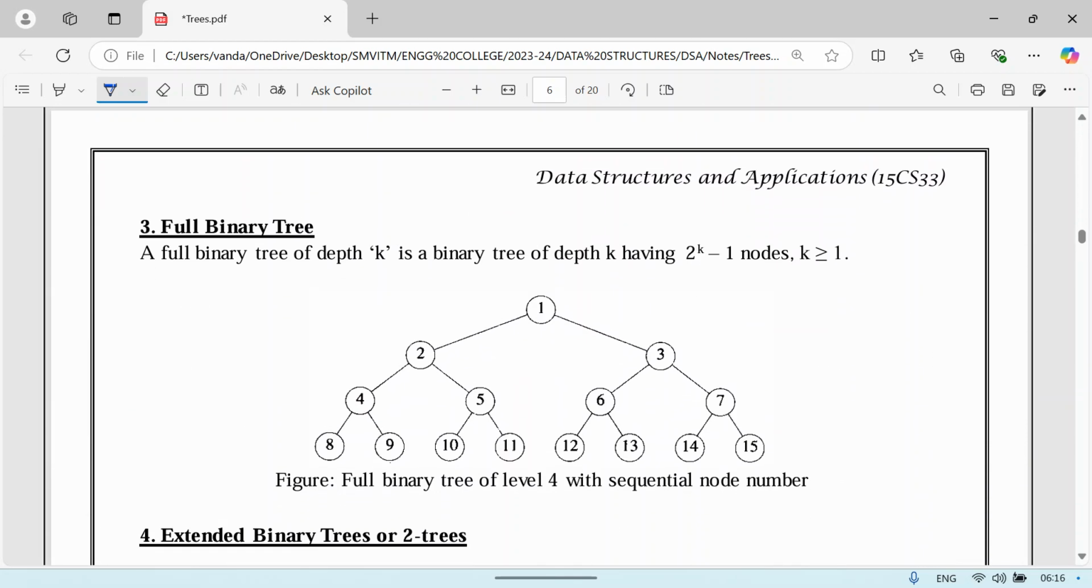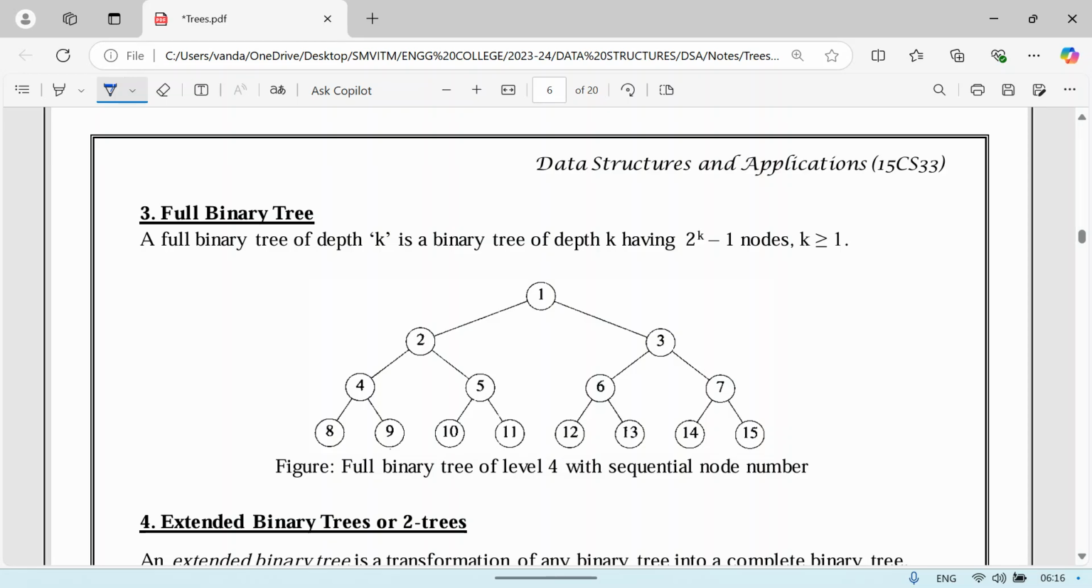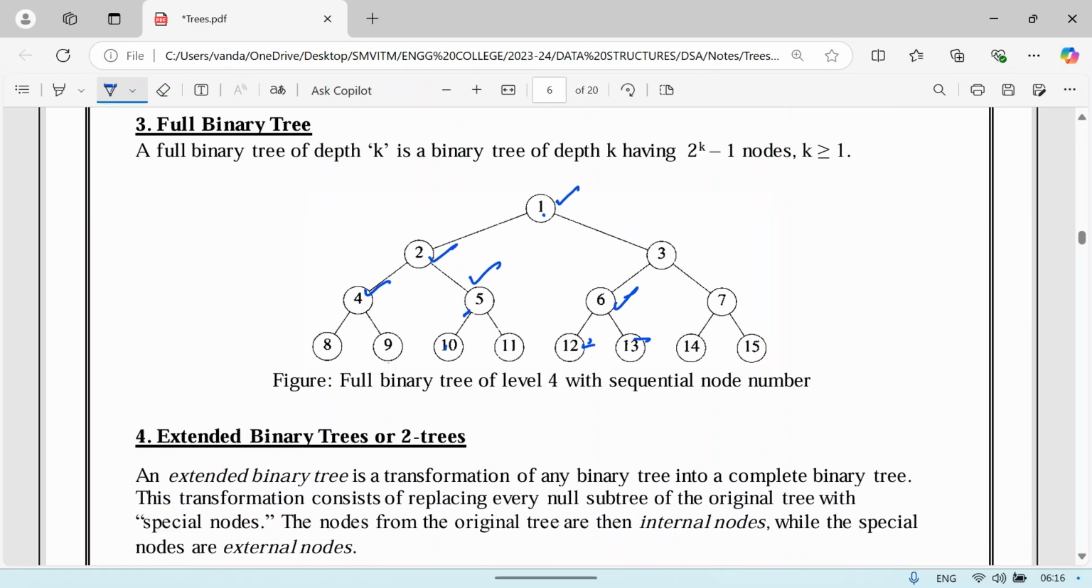Likewise, full binary tree. Every node should have exactly two child nodes. See here, every node has exactly two child nodes, except the leaf nodes, of course. So 6 has two child nodes, 12 and 13. This is how it is going to look. You can read the definition.